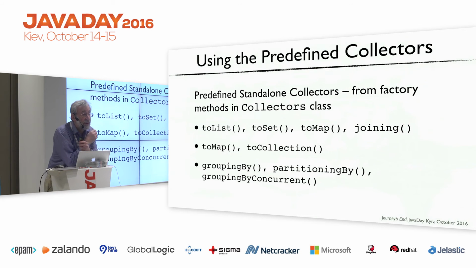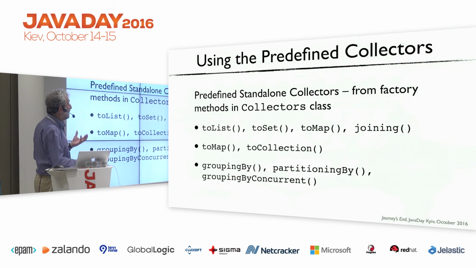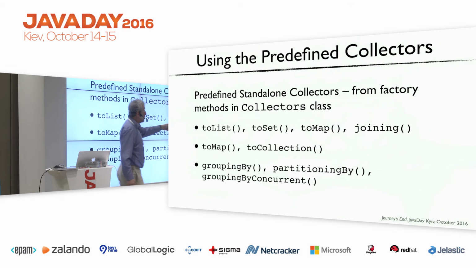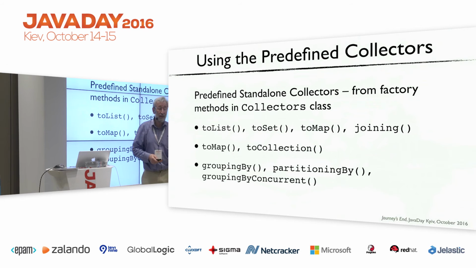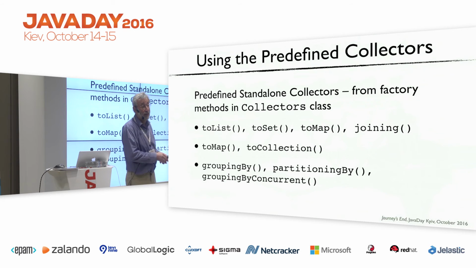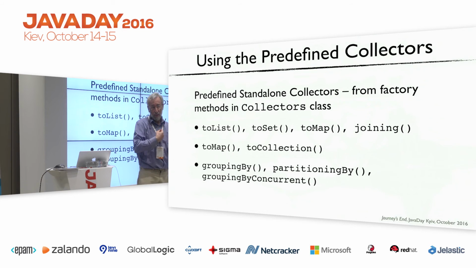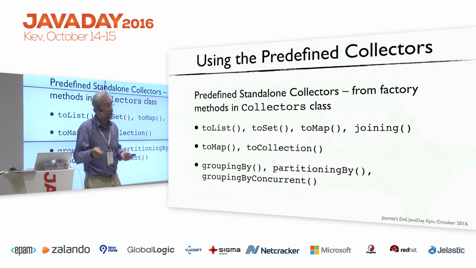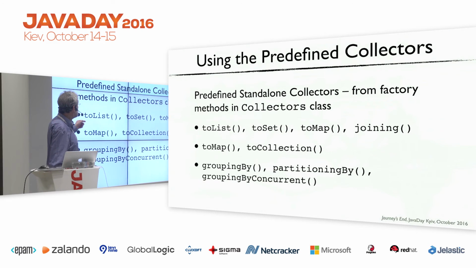So the predefined standalone collectors are produced by the factory methods in the Collectors class, which is one of these utility classes with lots of static methods in it. These static methods include toList, toSet, toMap, and joining. Joining is the one that I talked about that joins strings together. It's very nice and very flexible. It solves the problem that we've always been bothered about: how do you join things together with a separator without having a separator on the end and having to take the separator off, if you did it in a loop. So it's a neat and useful thing.